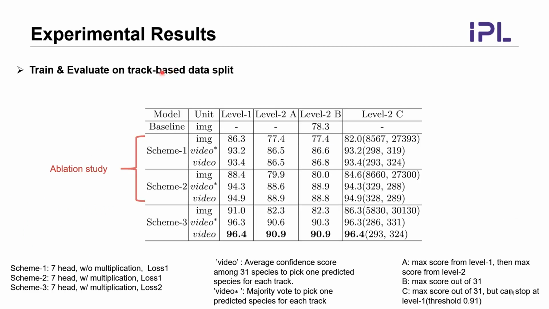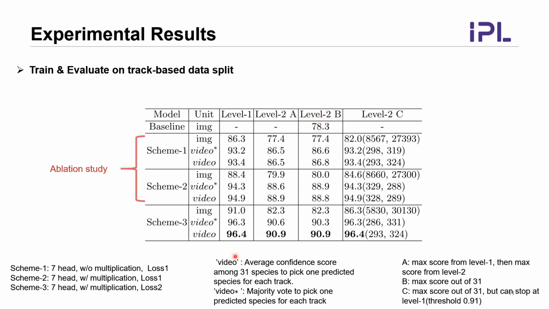For fair evaluation, we train and evaluate our model on track-based data split. It means the individual fish in evaluation are totally different from training. Scheme 3 is our full model, Scheme 2 and Scheme 1 are ablation studies. Scheme 2 replaces loss 2 with loss 1. Scheme 1 further removes multiplication operations. We use one flat classifier as our baseline, which shares the same backbone with our model. But there is only one softmax layer, so this baseline can only output probabilities over 31 species.